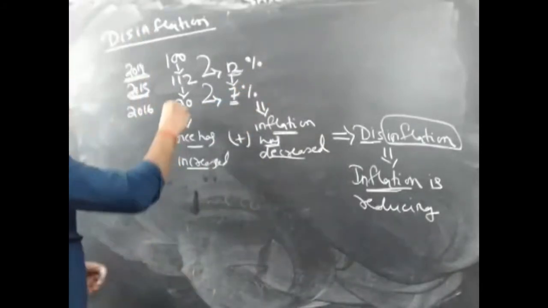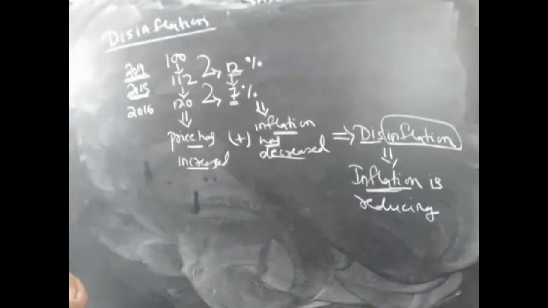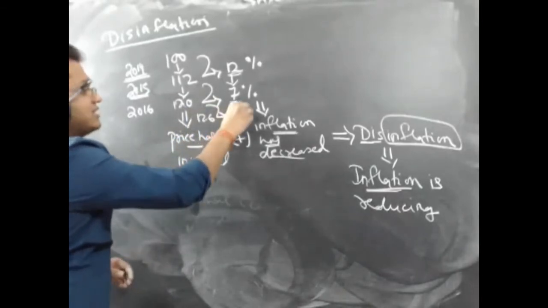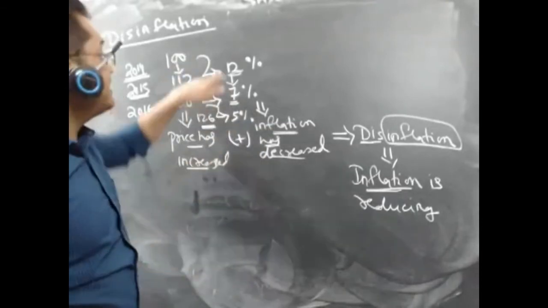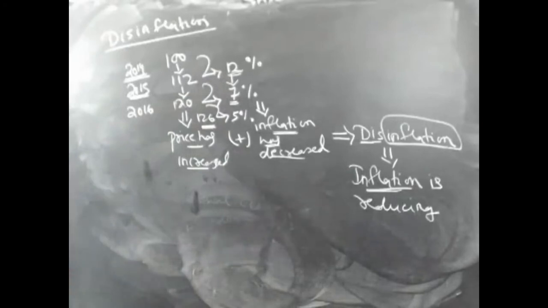Maybe now say it increased by just 5%. So 5% of 120 will become your 6 rupees. So if it becomes 126, so it will become 5%. So prices are rising continuously every year, but the magnitude is falling. Okay? Is it clear?